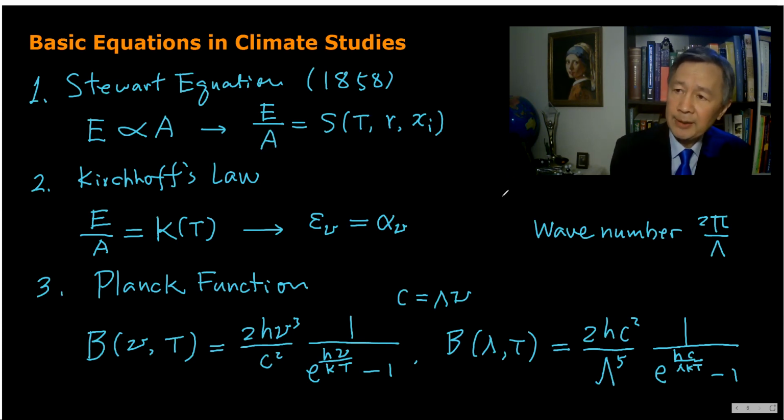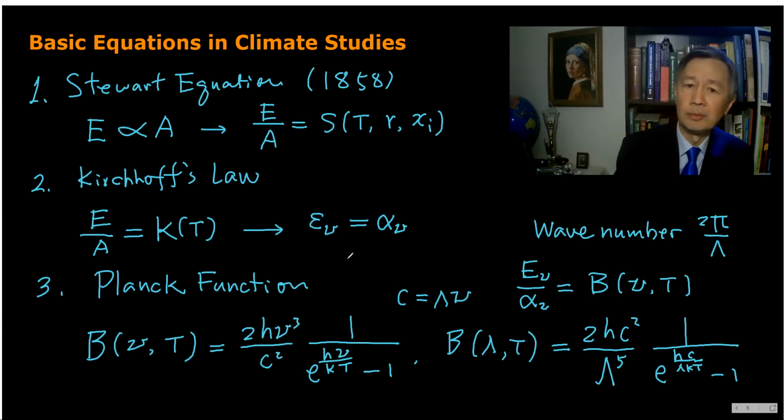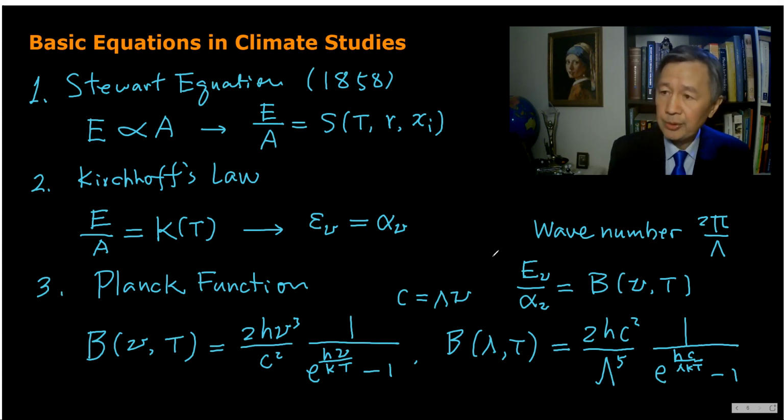Now, one thing I must add here is that when Planck introduced a function, he actually modified Kirchhoff's law slightly. In his theory, he assumed that the emitted energy, E, over the absorptivity at a particular wavelength or particular frequency is equal to his function called B. So notice that the forms of these related equations are slightly different, and we're going to discuss these implications in the future.